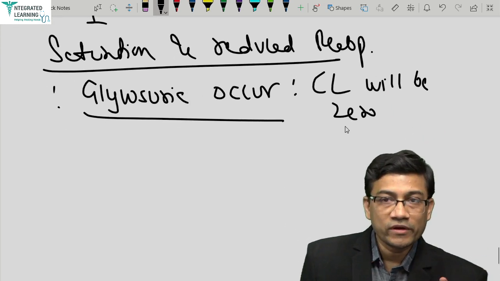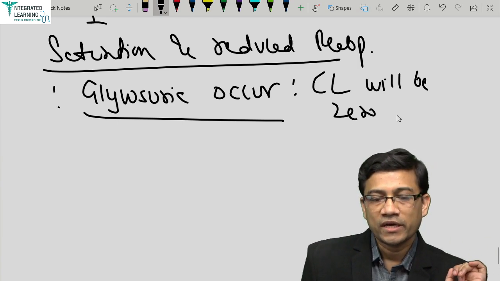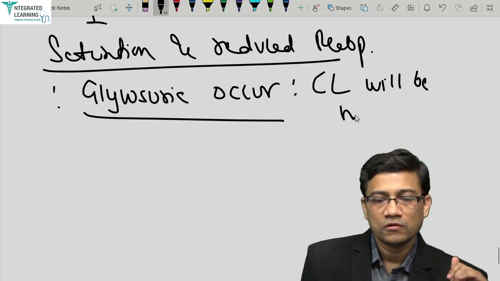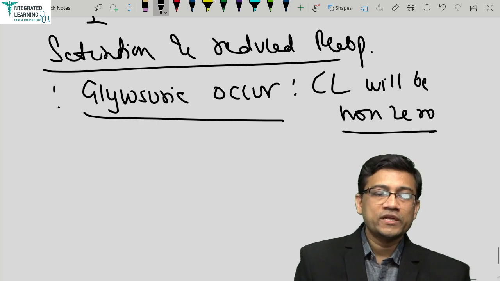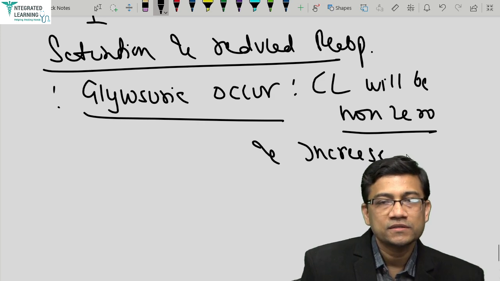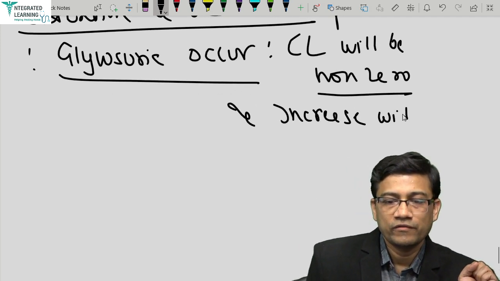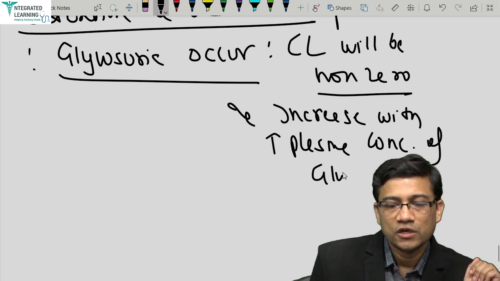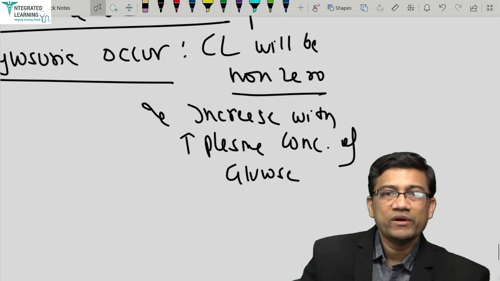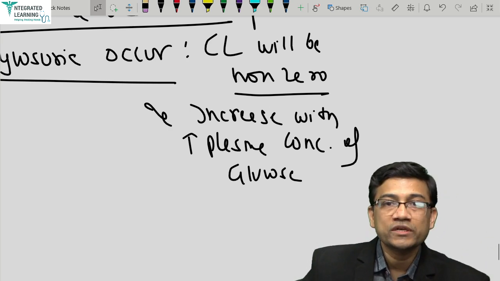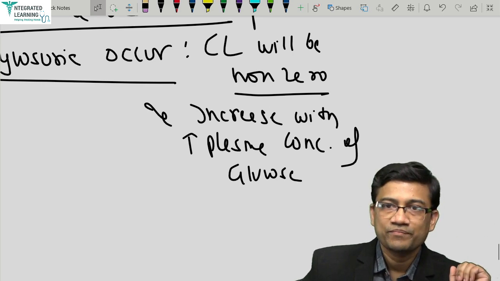So that is why clearance will be non-zero, because you are losing it in urine. Clearance is removal in the urine. What was not removed is now being removed, so it will be non-zero and will increase with increased plasma concentration of glucose. Earlier it was all reabsorbed, now it is not all reabsorbed. Some is lost, and the more there is in the plasma, the more you lose in the urine, causing higher and higher clearance.